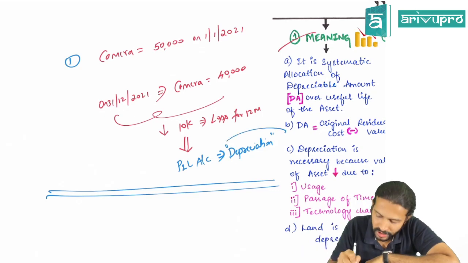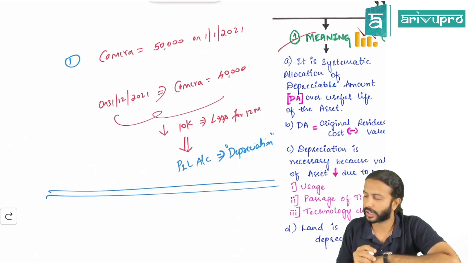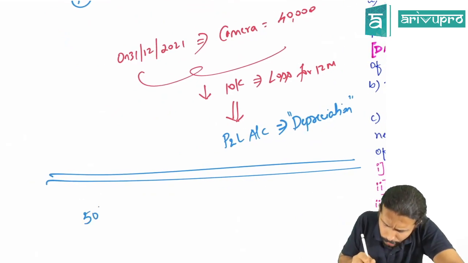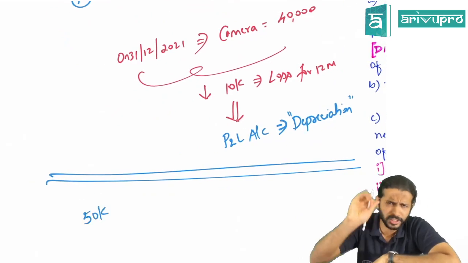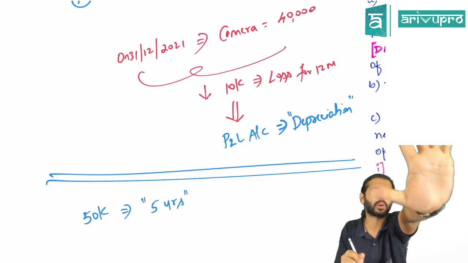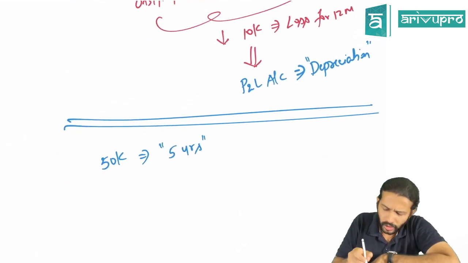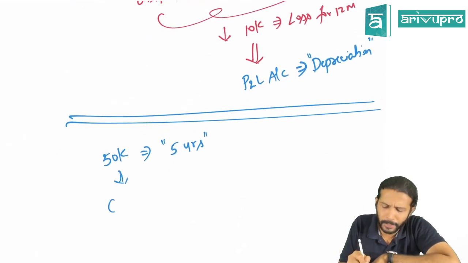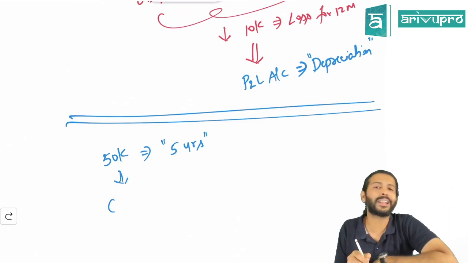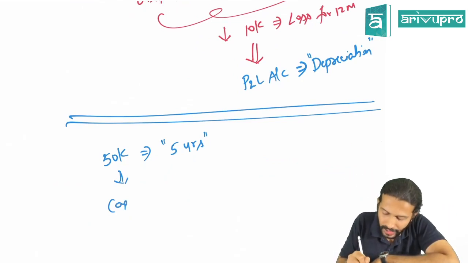Now we discussed what is depreciation, where it goes to. That is one way of putting it. Another way of putting it is, sir, I purchased the camera for 50,000. Let's say I want to use it for 5 years. I feel I can use this camera for 5 years. Okay. Is this a revenue expenditure or is this a capital expenditure? This is a capital expenditure.